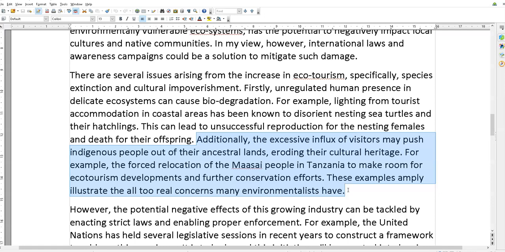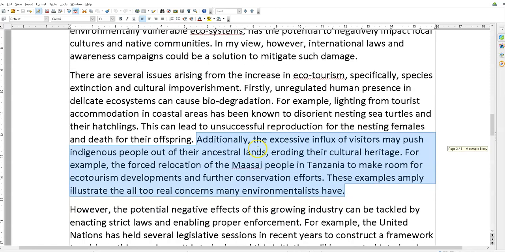So this illustrates the importance of research. You have to have something that you can use for these kinds of topics. If I hadn't researched these, I wouldn't really know what to say about ecotourism. I have no idea. Anyway, that's how that one works.